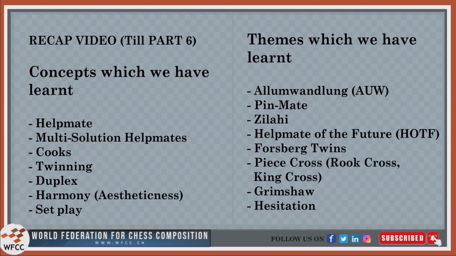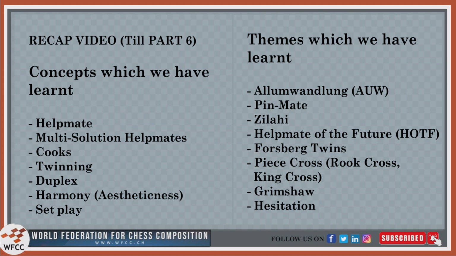In this video, I'll be giving you a recap of all the things we have learned up to video 6. In the first video, we talked about what a helpmate was. A helpmate is a type of chess problem in which both sides cooperate in order to achieve the goal of checkmating black. In a helpmate in n moves, black moves first, then white, each side moving n times, culminating in white's nth move checkmating black. So if it's a helpmate in 2 moves, black moves first, then white, black, and white mates.